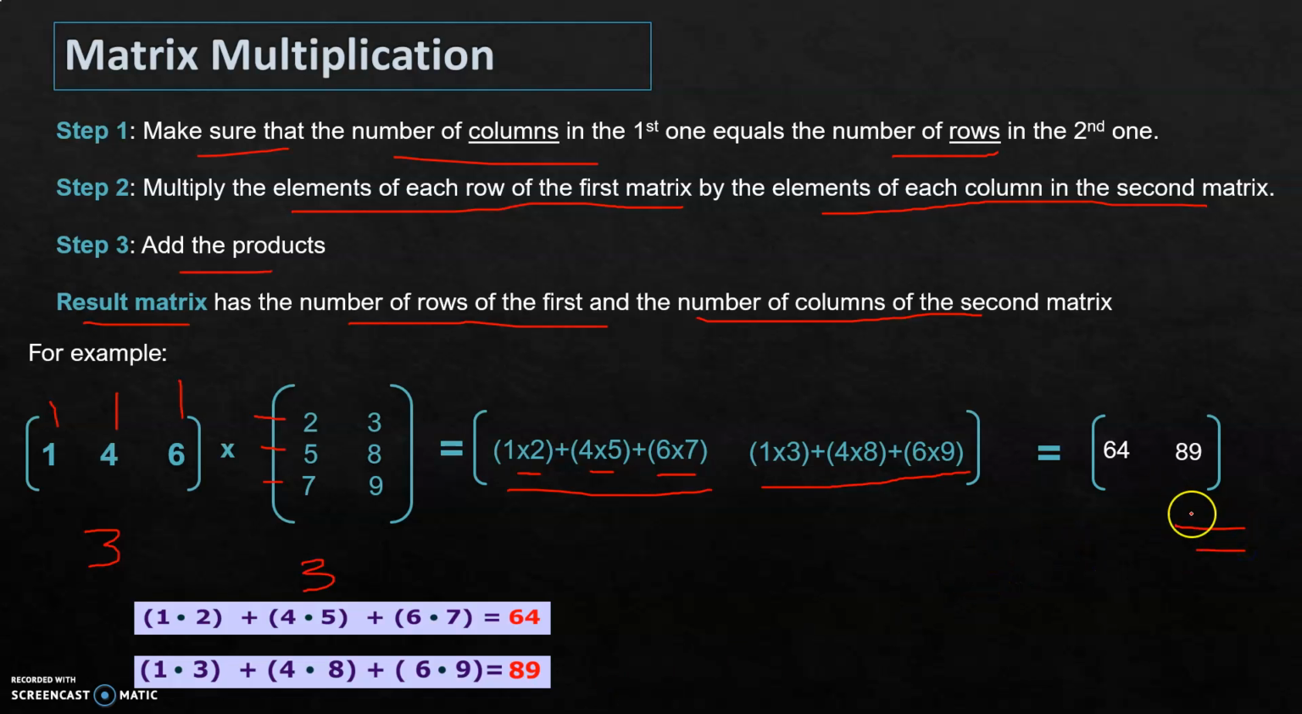Then we need to check whether it is okay with the last condition. The result matrix has the number of rows of the first. The number of rows here is 1. Check. And the number of rows of the first matrix is 1. Then the number of columns of the second matrix here is 2. The number of columns of the second matrix is also 2. So we will get the result matrix only like that one. It should be equal to the number of rows of the first matrix and the number of columns of the second matrix. Okay, so this is the method of multiplication.